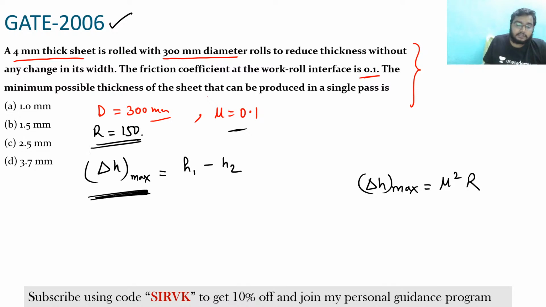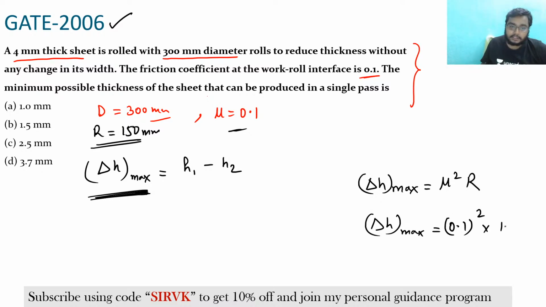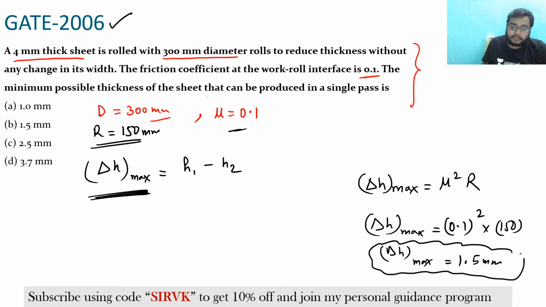What is the R? Is it 150 mm? Try to substitute it here. Delta H max would be mu, which is 0.1, whole square, times the radius, 150 mm. So definitely that is going to give me delta H max as 1.5 mm. So the maximum possible draft you got is 1.5 mm.